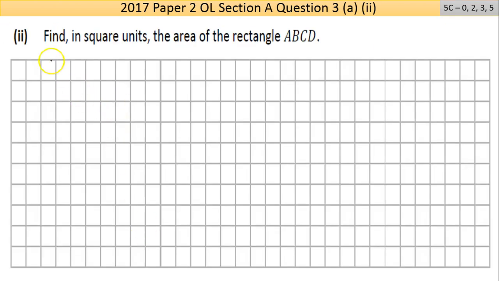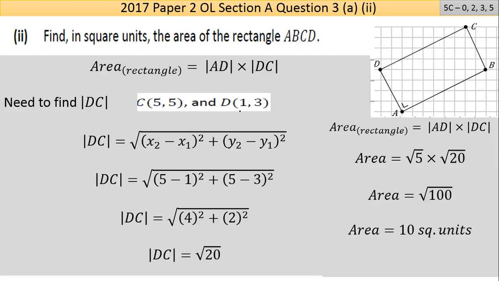That's part A. Now in part 2 it says find, in square units, the area of the rectangle ABCD. So area is length times breadth. I have the breadth, I need to know the length. I can find that by just calculating what DC is. I could do Pythagoras as well, or get the distance formula. I've used the distance formula here, same thing, except I just used the two different points. Put into the formula, I end up with square root of 20.